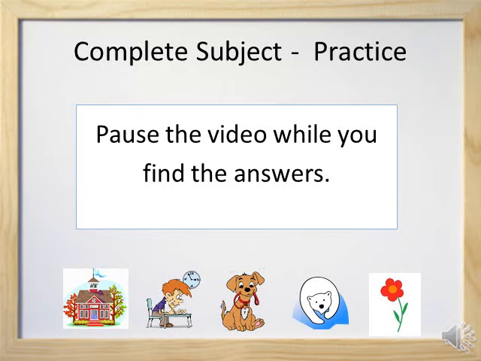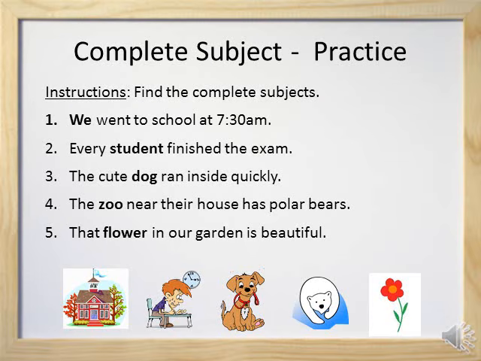Are you ready to check your answers? Let's check. Number 1. We went to school at 7:30 a.m. What's the action of this sentence? The action is went, or went to school at 7:30 a.m. Who or what did this action? We. We is the complete subject of this sentence. Usually, a complete subject will be more than one word, but in this case, no other words modify or describe we, so we is the complete subject.